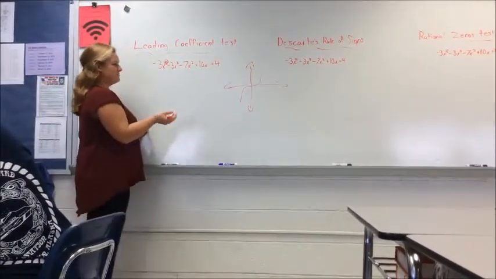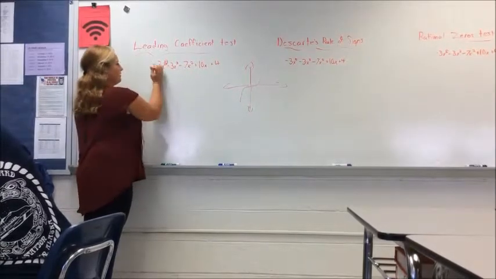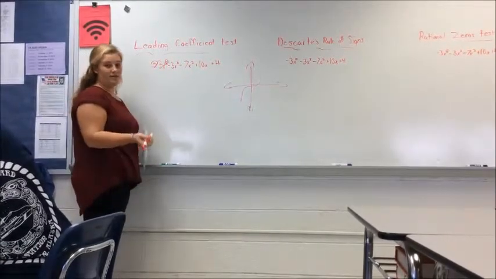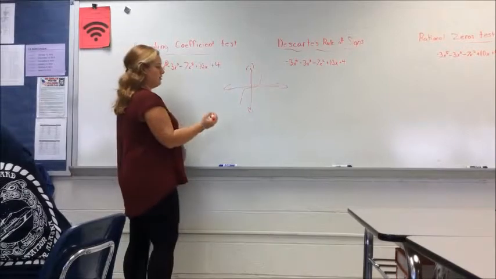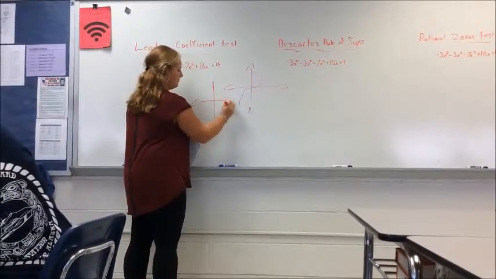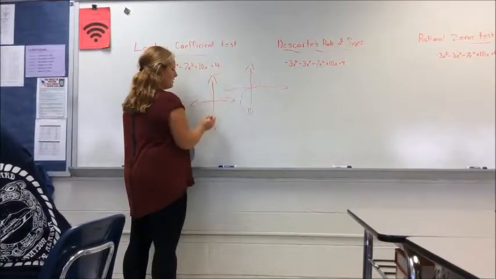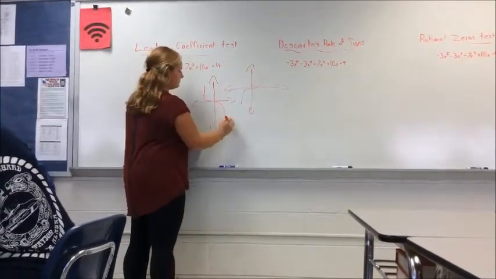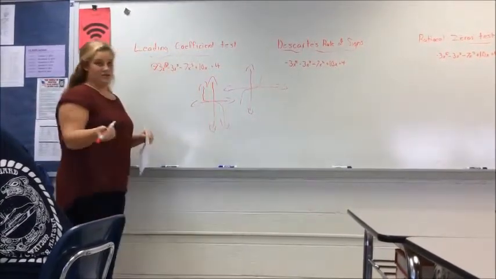So next, now that we have our basic graph, we look at the leading coefficient. It is a -1. When it's negative, the graph flips over the x-axis. So now we have it like this. Now we just look at the graph.